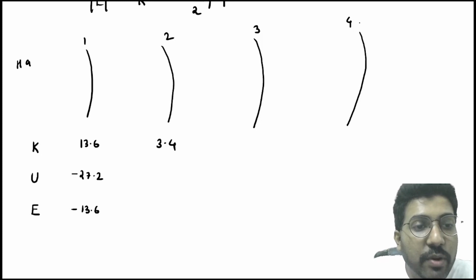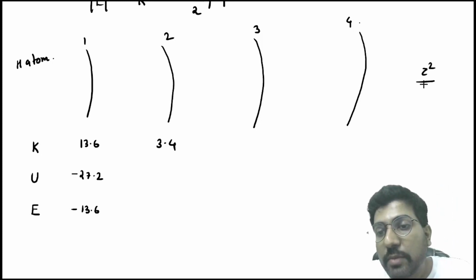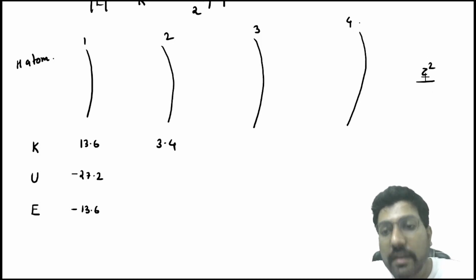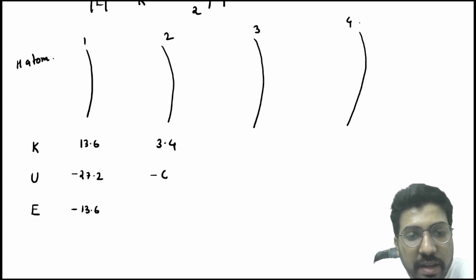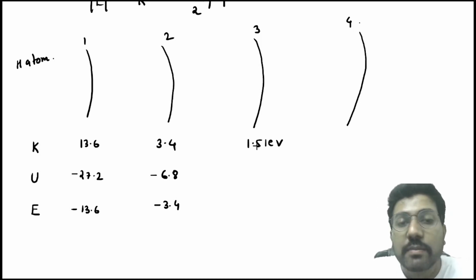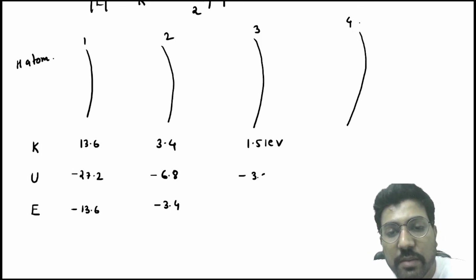So I'm writing this for hydrogen atom only, and for any other atom, you know that the proportionality is z square by n square. So for any other atom, you just have to multiply it with z square. Okay, obviously that atom has to be hydrogen like. So I'll write 3.4, and this will be minus 6.8, and this will be again minus 3.4. For the third one, it will be 1.51 electron volt, because 13.6 divided by 9 is 1.51, and this will come out to be minus 3.02, and this will be equal to minus 1.51 electron volt.